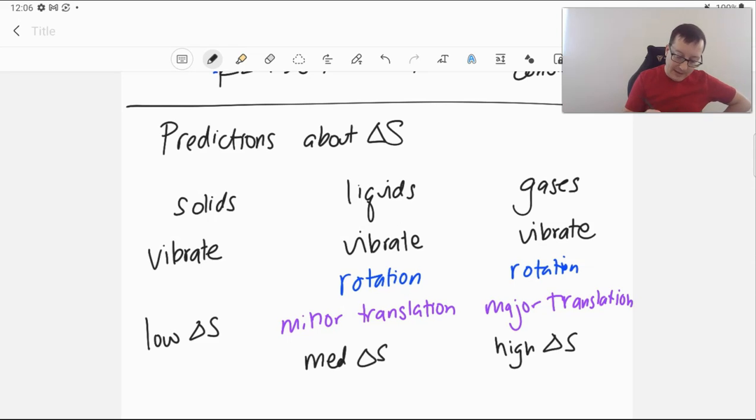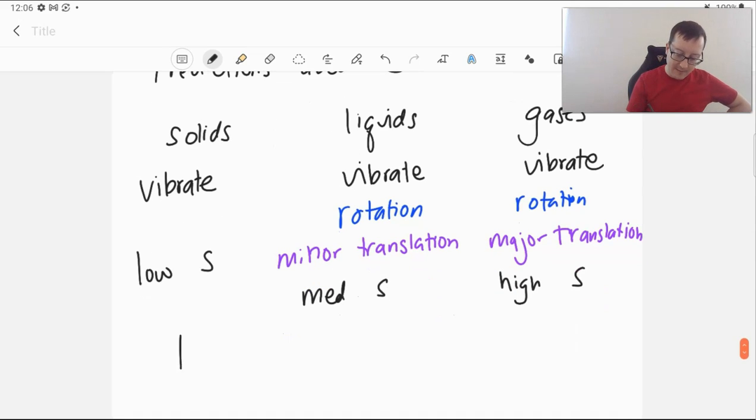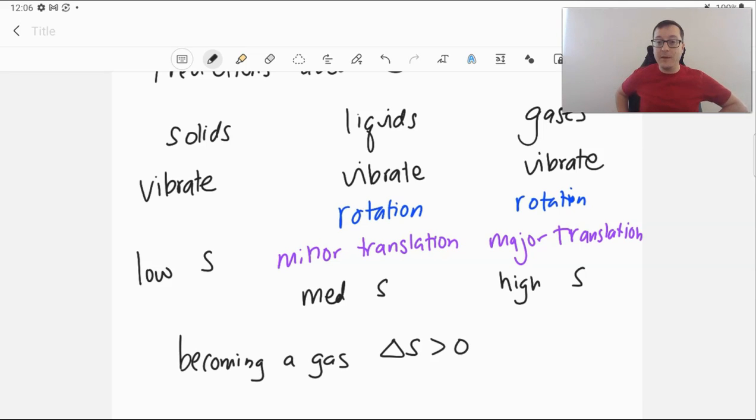And so we can predict, I guess we don't really need a delta for this because these are single states, but the processes becoming a gas will always have a positive delta S because your final state would be a gas. Whether you're a solid or liquid becoming a gas, you're going to a high entropy final state from a medium or low entropy. High minus medium or low will be a positive number. So you'll always be entropically favorable to become a gas.